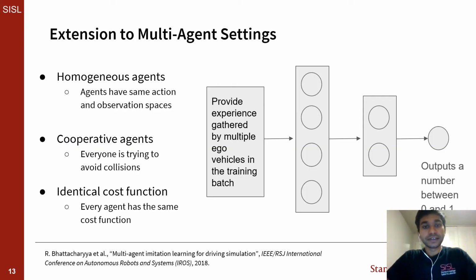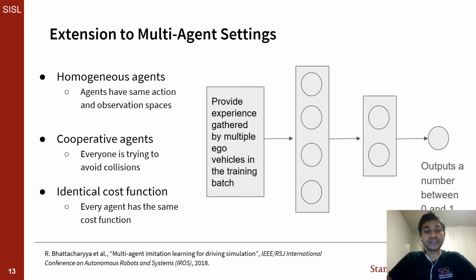To be able to extend the GAIL approach to multiple agent settings, we have to make a few assumptions. Firstly, we assume that the agents are homogeneous, meaning they all have the same action and observation spaces. Second, we assume that the agents are cooperative. While this is not completely realistic, people may have different objectives and goals as they are driving, this is reasonable to assume because everyone is trying to fundamentally avoid collisions. If this were a racing situation, that wouldn't have been the case because agents are adversarial. Further, the cooperative agents assumption allows us to use the approach of parameter sharing, which I'll describe subsequently.